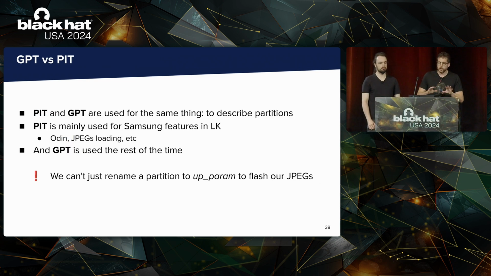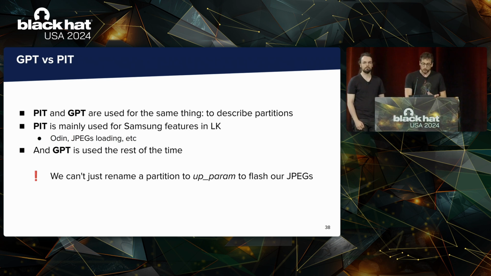Now, a few words about GPT and PITs, because they are doing more or less the same things. Why do we need these two structures? The PIT is actually used for Samsung features such as Odin and the JPEG loading. So the up_param partition containing the JPEGs is retrieved using the PIT. So we can't simply mess with it through the GPT table. The GPT table, on the other hand, is used the rest of the time, for example, when loading the Android images.